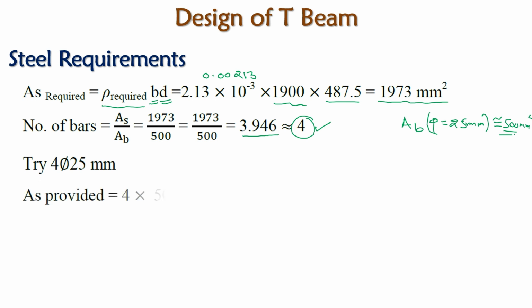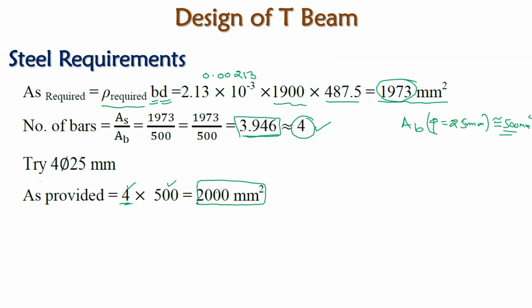So how much of the total area will be used? We will use 4 bars. We cannot use 3.946 bars. So simply we will use 4 bars of 500 millimeter square area. So we will use an area of 2000 millimeter square in our beam. So we will not use 1973. We will use 2000 millimeter square.